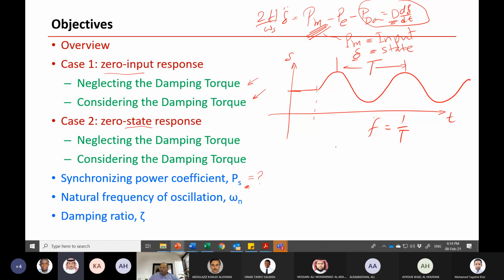1 over T. It is 1 over T, but how much is the frequency? What do you think? Is it related to this 50 or 60, or not related? I think it is related. So how much would you say the frequency is? 60.